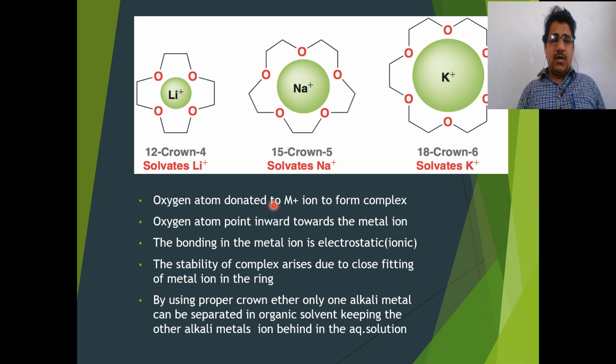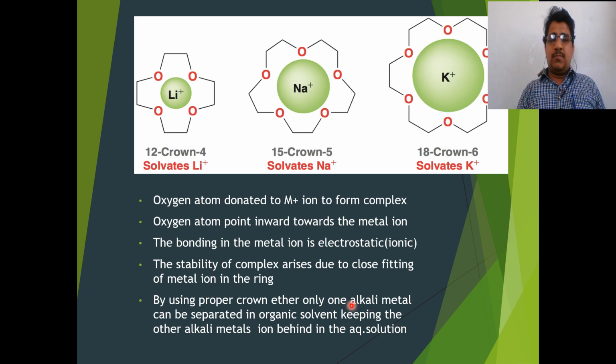So now, by using the proper crown ether, only one alkali metal can be separated in an organic solvent, keeping the other alkali metal ions behind in the aqueous solution. Whenever we need to separate ions from a solution, suppose in a beaker there are some ions: lithium, sodium and potassium.